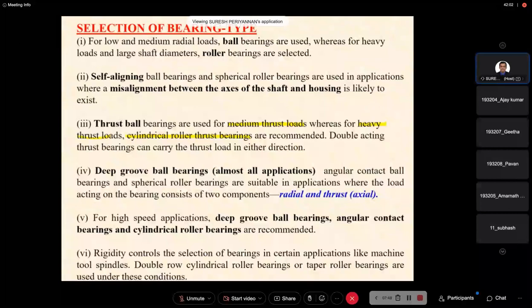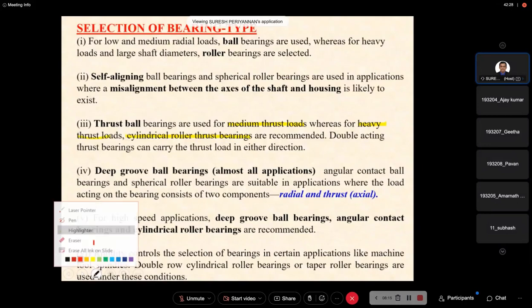Now, when we are using a double thrust bearing, it can carry the thrust load in either direction. Double thrust bearing means, you might have seen herringbone gears, right? Herringbone gears. In a single cylindrical disc, the helix angle can be made on two sides.